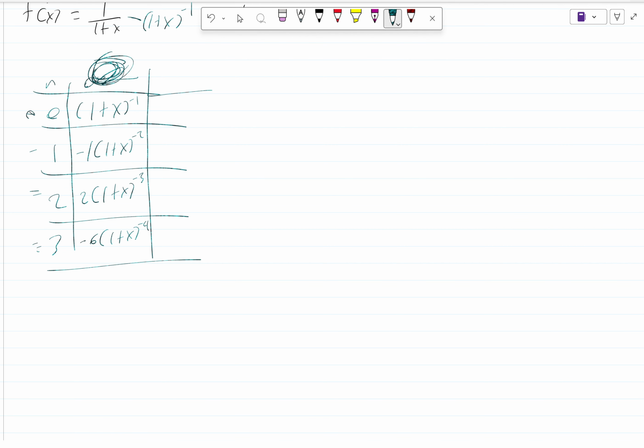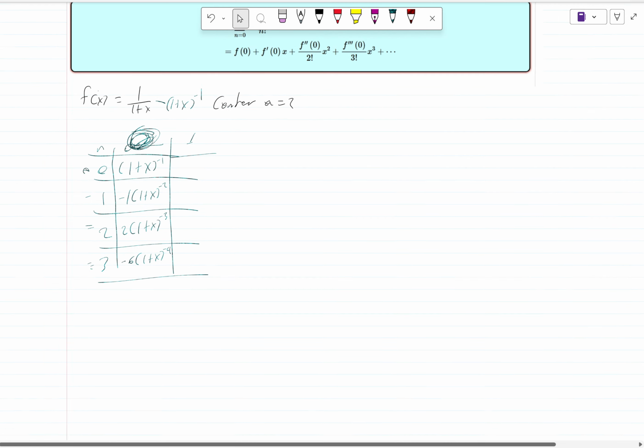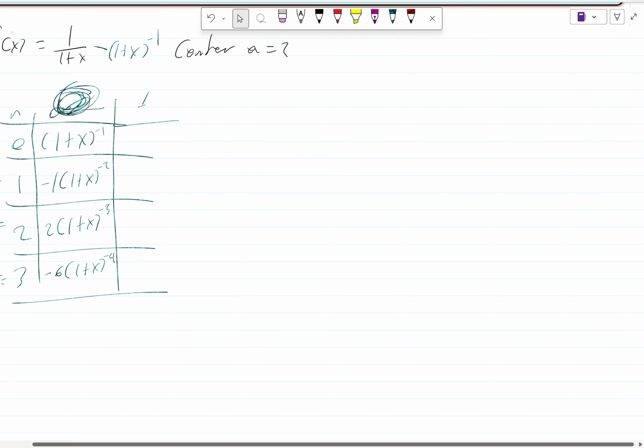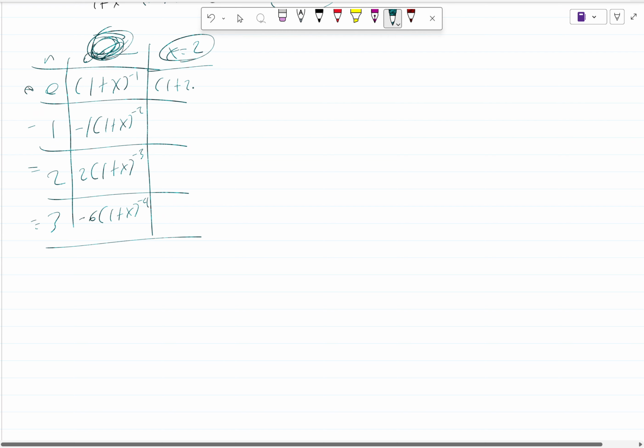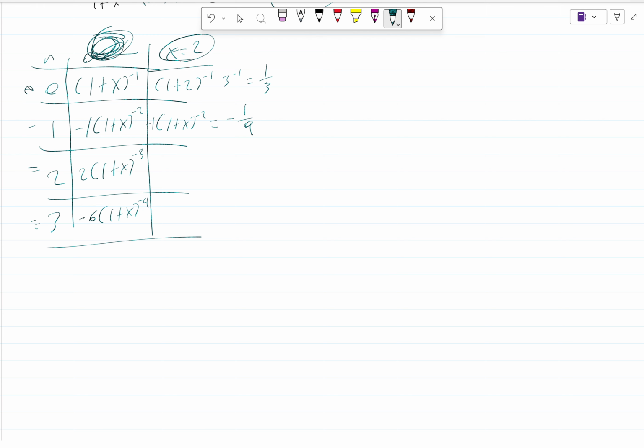Are you guys tracking? I'm pretty sure you know what I'm doing. Here, what do we put? We put the x. Since it's centered at 2, x equals 2. So now we plug in 1 plus 2 to the negative 1. That's 3 to the negative 1, so it's 1/3. And same thing here: negative 1 times 1 plus x to the negative 2, so that's negative 1/9.